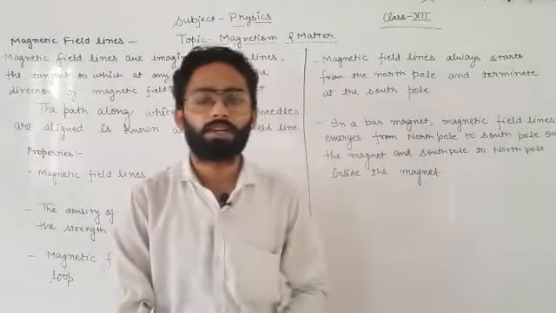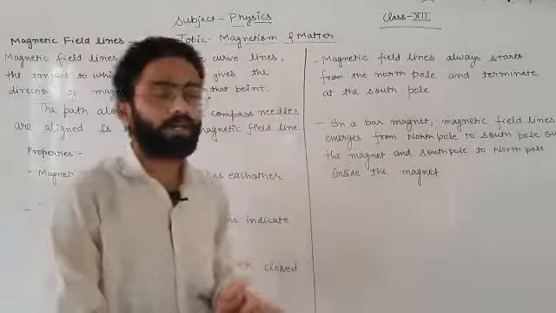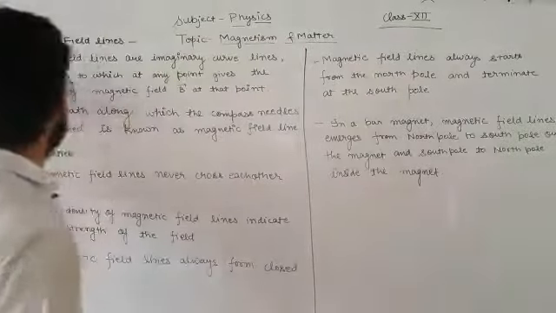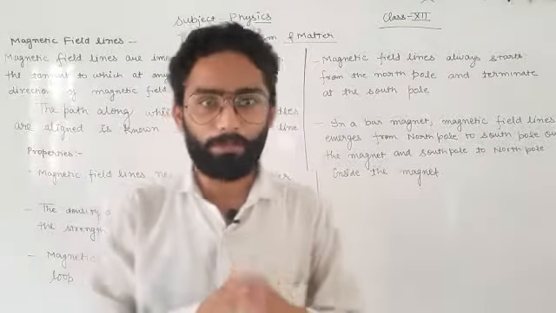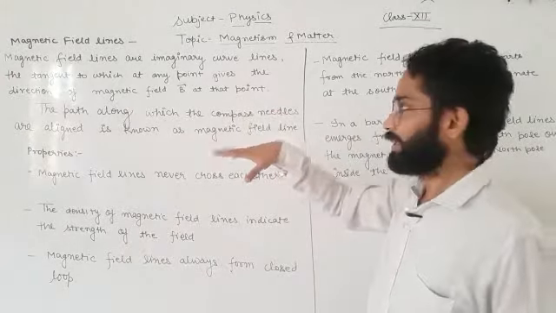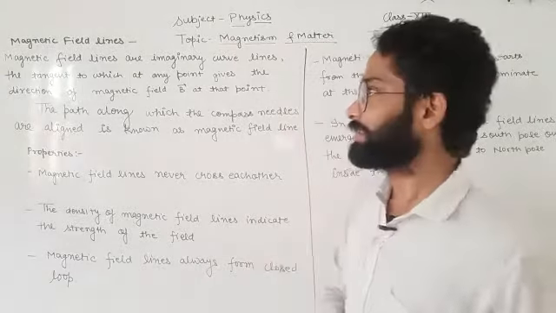Good morning students, again we are ready with our new topic of chapter number 5, that is magnetism and matter, and this one is a very important topic: magnetic field lines. Let us talk about magnetic field lines. Without talking about magnetic field lines, we cannot study this chapter very deeply. So what are magnetic field lines and what are their properties, we will discuss in this video.